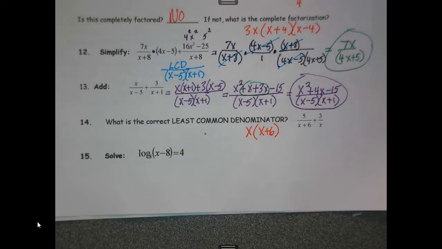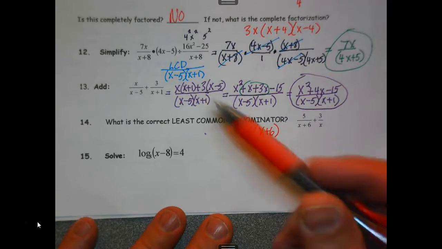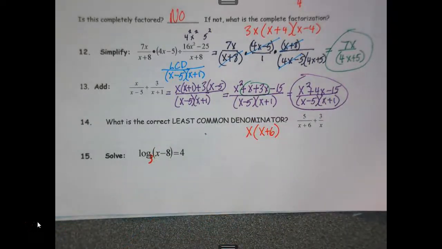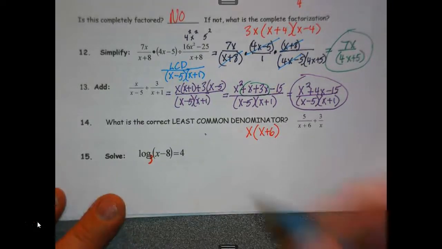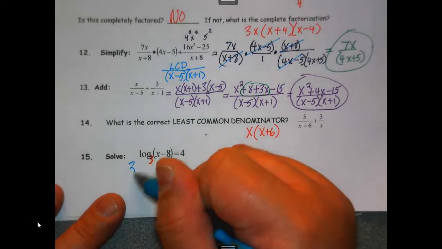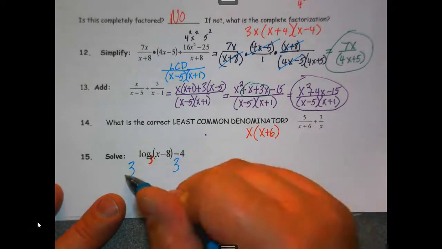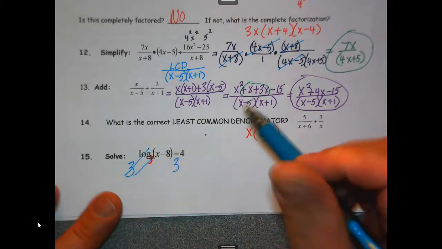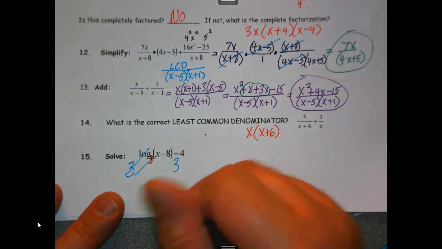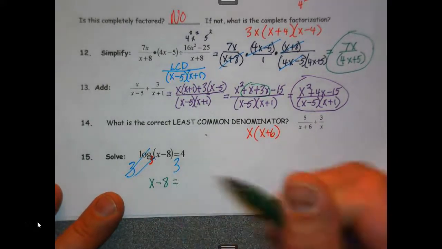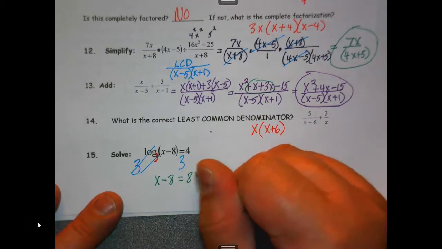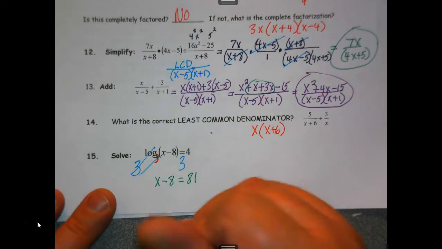Number 15. This is a log base 3. If you can't read it, that's a 3. What undoes logs? Exponents. So we're going to exponentiate this so that 3 base 3 cancels out. So I get x minus 8. And what's 3 to the 4th? 3 times 3 times 3 times 3? 81. Add 8 to both sides.